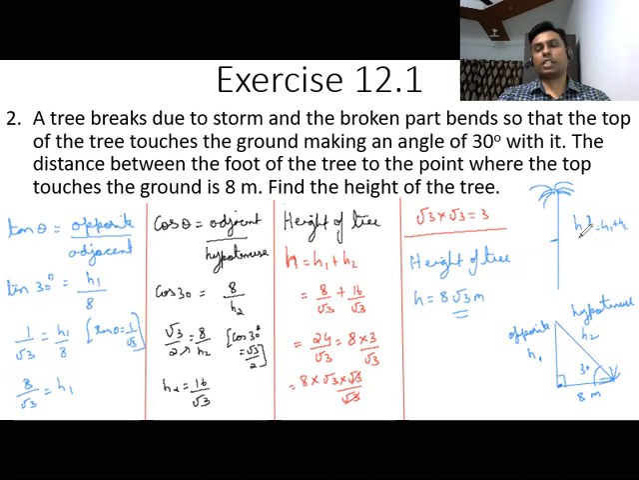So first we will take the height of tree as h. When the tree breaks, one part of the height is h1, the other part is the hypotenuse h2. Now opposite and base, how to relate? Tan theta. Tan 30 is 1 by root 3. So 1 by root 3 is h1 by 8. h1 is 8 by root 3. Hypotenuse and base, cos theta, adjacent by hypotenuse. So cos 30 is root 3 by 2. So cross multiply, you will get 16 by root 3. Add both of them, 24 by root 3. 24 is 8 into 3. 3 can be written as root 3 into root 3. So one root 3 will get cancelled. You're left with 8 root 3. So answer is 8 root 3 meters.